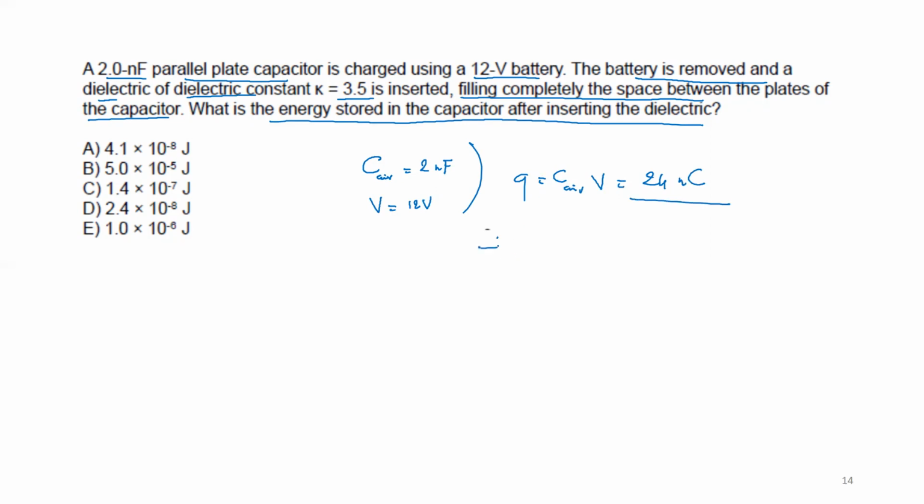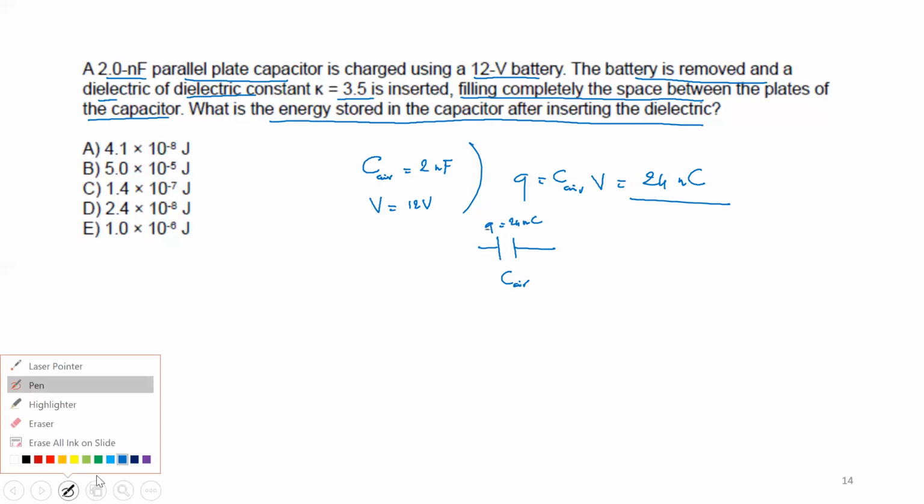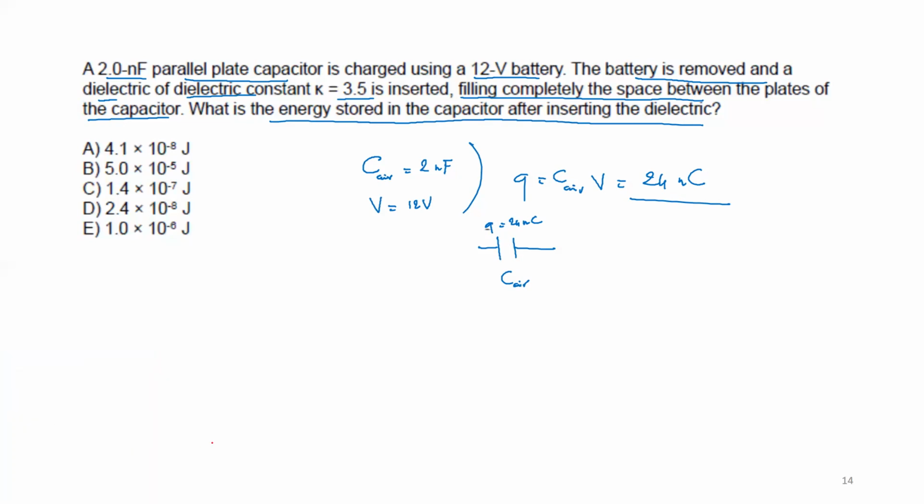Well, now I have a capacitor of certain capacitance, CA, which is 2 nanofarad, fully charged. And the charge is 24 nanocoulomb. Now I remove the battery. And now I'm inserting a dielectric. This is my dielectric that I insert. It has a kappa which is equal to 3.5.